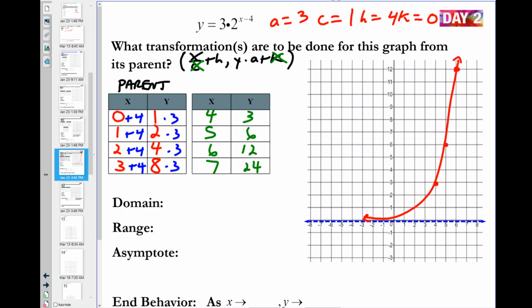Shina, what's the domain here? Yeah, the domain of all exponential functions is going to be all real numbers. Do you remember how before when we were doing regular equations for exponentials, why you didn't have to check for extraneous? That's kind of why. How about the range?